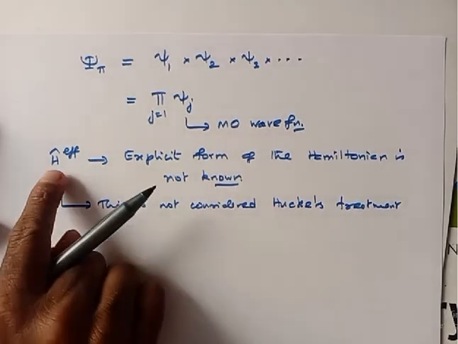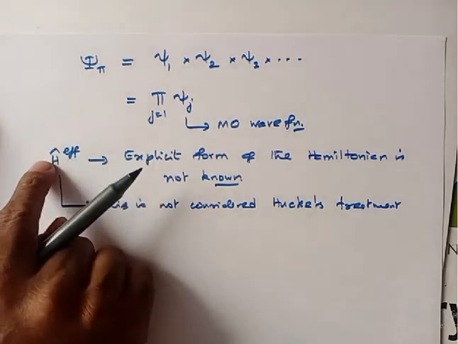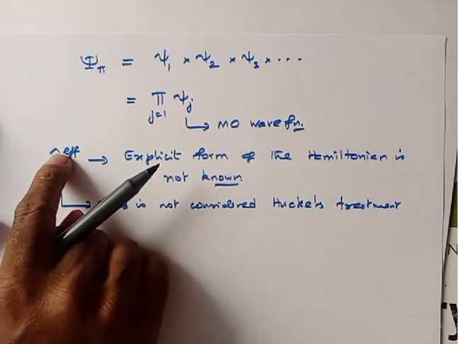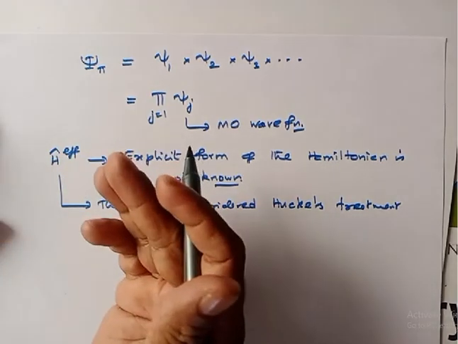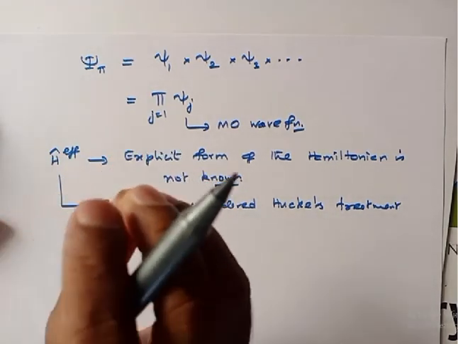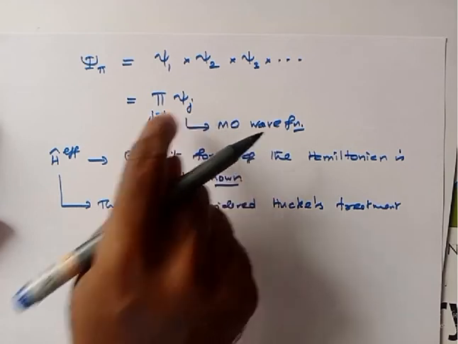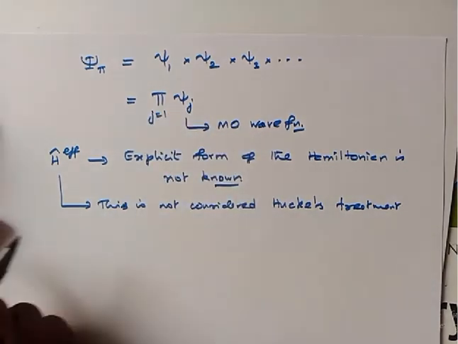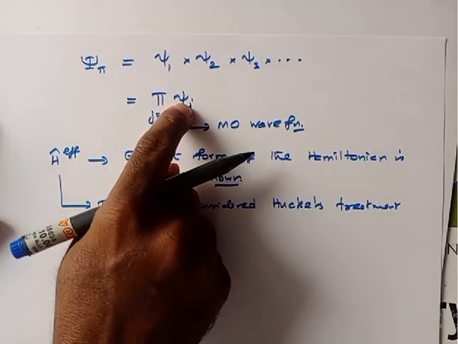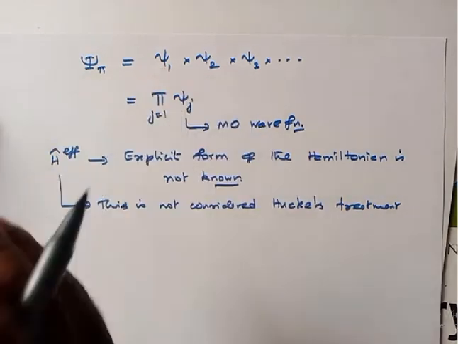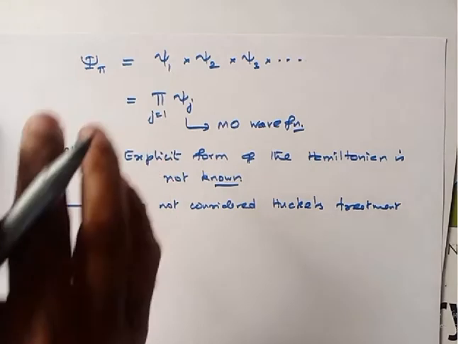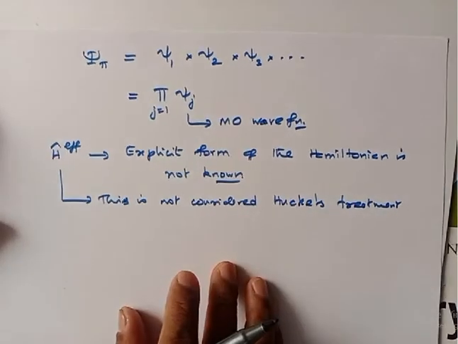So if you need not worry about the one electron effective Hamiltonian, which is not known completely, then what we have to do to find the energy of each molecular orbital, at least you must know the wave function. If you know the wave functions for each molecular orbital, then even if you don't know the Hamiltonian, you can calculate the energy by using variation technique or other techniques.